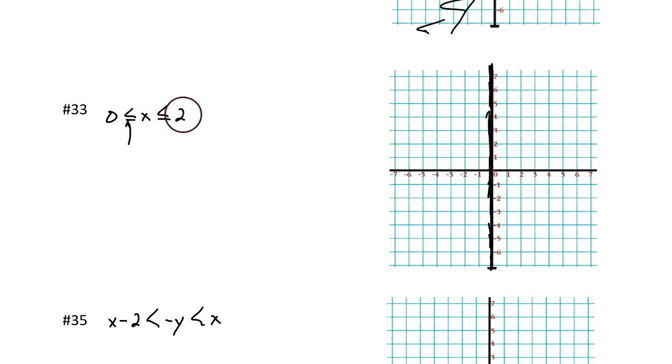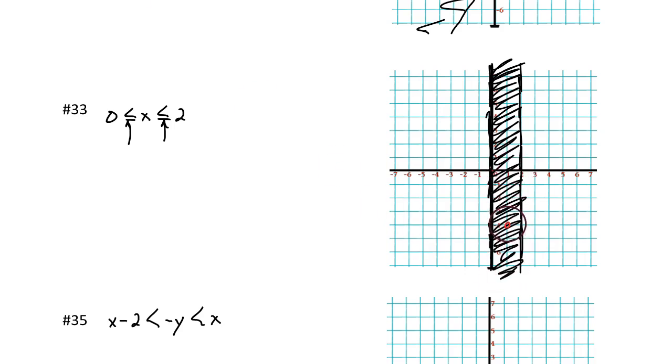Now let's draw a vertical line crossing the x-axis at 2. And it is a solid line. Now let's figure out where the shading is. What is this telling us about all of the dots' x-coordinates compared to 0 and 2? It's telling us x is in between 0 and 2. We want to color all the dots who have an x value between 0 and 2. That's anything in between the boundary lines.